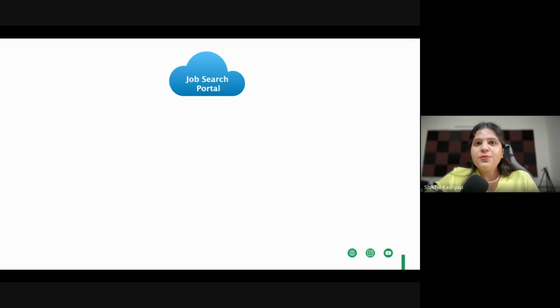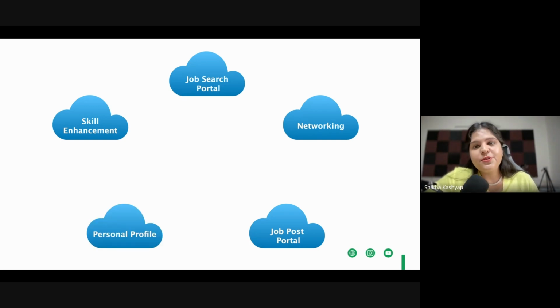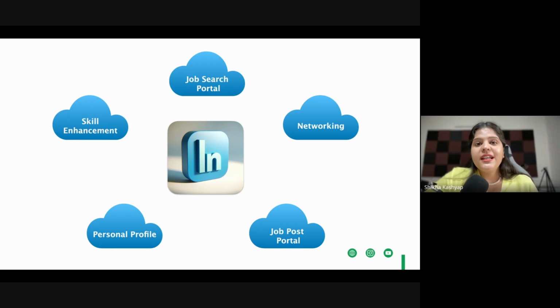So maybe a job search portal, or a networking portal, or skill enhancement, job post portal, and a personal profile portal. This is what your LinkedIn is. So that is why it becomes really important for you people to maintain a good profile. But then the question is how? Why is it important?